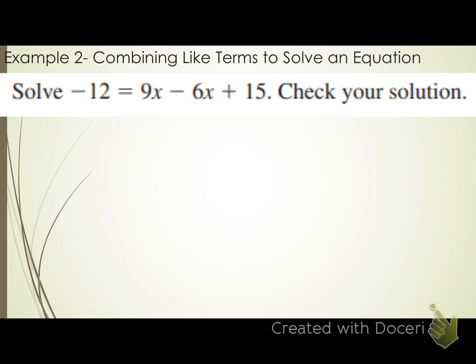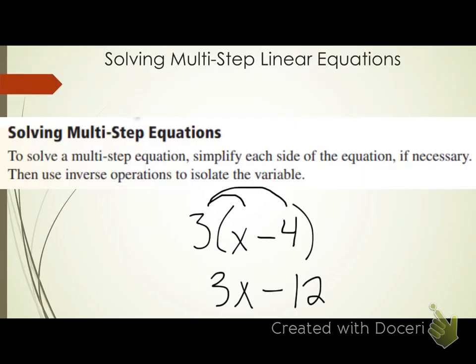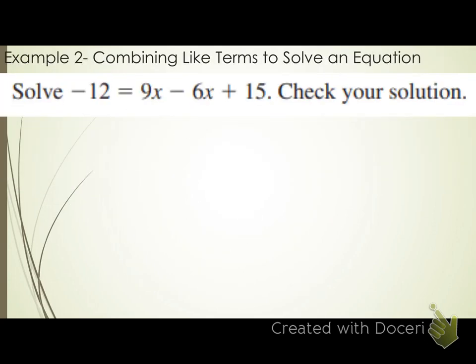Solve negative 12 equals 9x minus 6x plus 15. Negative 12 equals 9x minus 6x plus 15. Once again, we need to check to see if we can simplify one or both sides of our equation first. So does anyone see any simplification that I could do? Can you raise your hand and tell me? Yep. How can we simplify those? Or why can we simplify those?